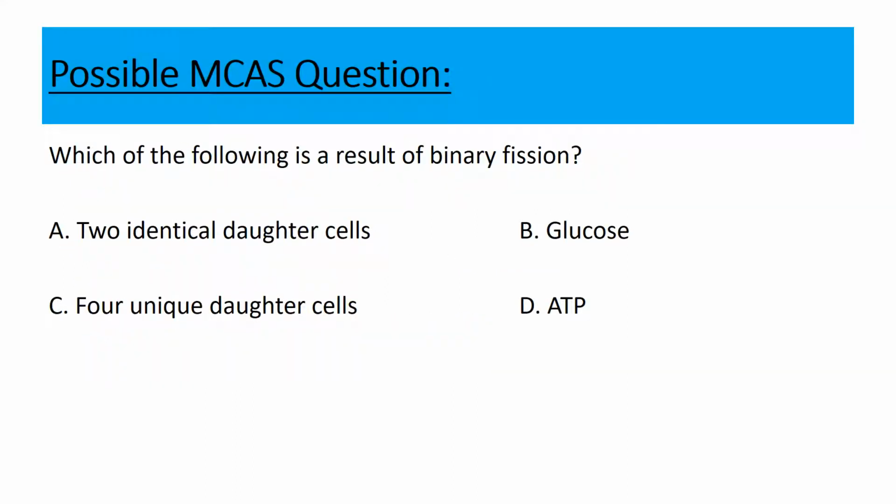Let's look at a couple possible MCAS questions. Which of the following is a result of binary fission? A, 2 identical daughter cells, B, glucose, C, 4 unique daughter cells, or D, ATP? And the answer is A, 2 identical daughter cells.